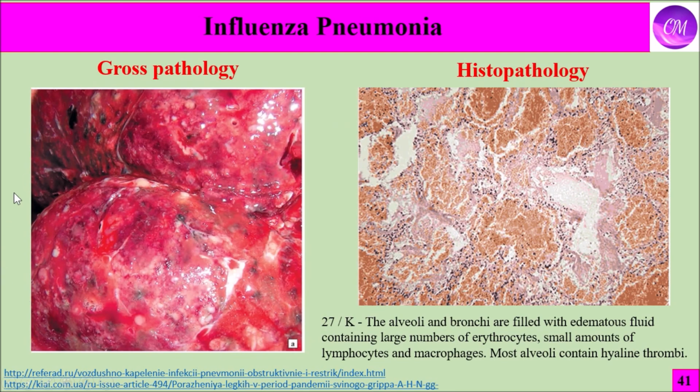This illustration shows the gross pathology of influenza pneumonia. This is the influenza lung, the large motley influenza lung, and the histopathology. And here you see the alveoli and the bronchi that are filled with edematous fluid containing large numbers of red blood cells and small amounts of lymphocytes and macrophages.